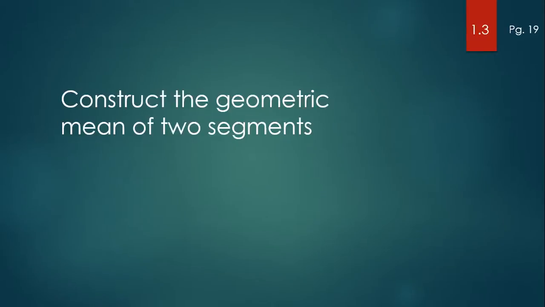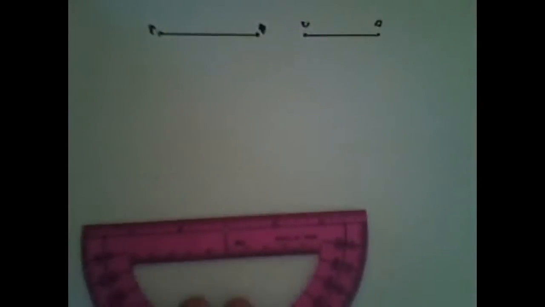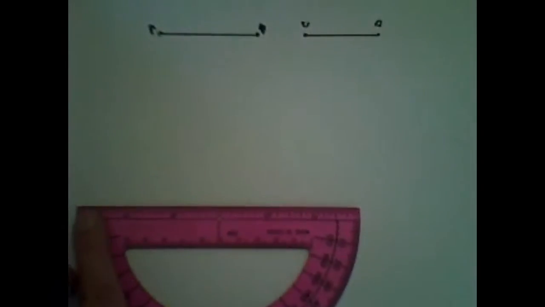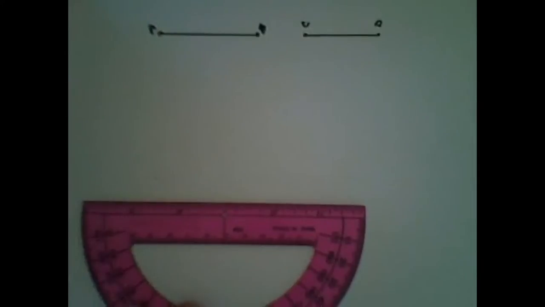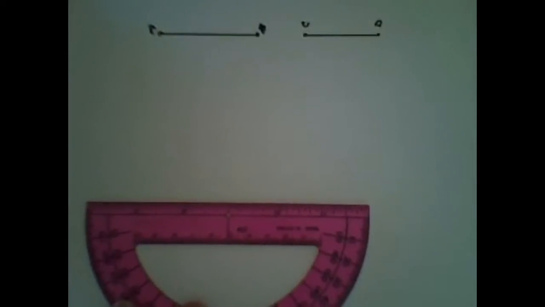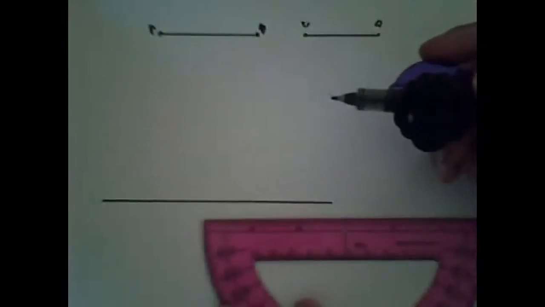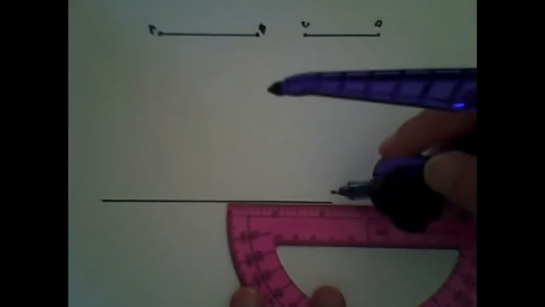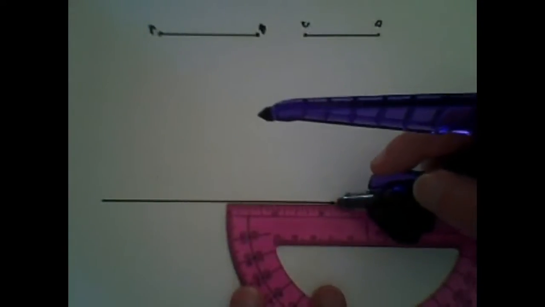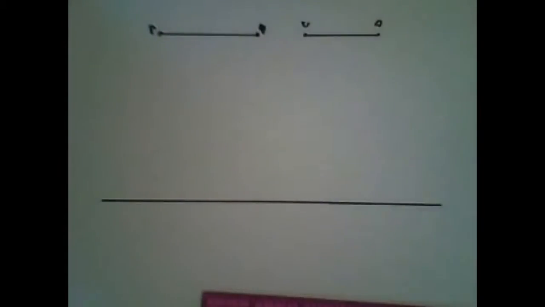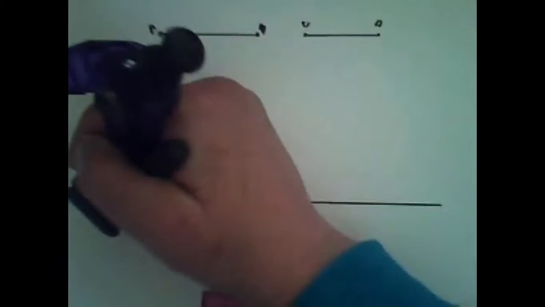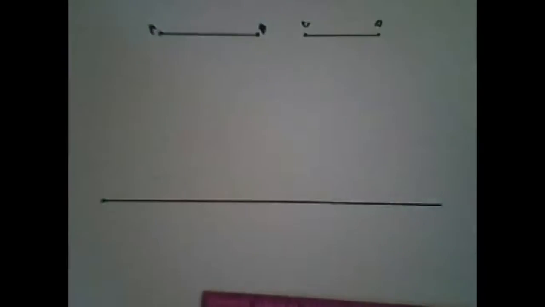Now let's construct the geometric mean of two line segments. Now this construction actually starts off exactly the same way that the last one did. We need to copy both of those segments to another line segment. So I'll draw a line segment that I know is longer than the sum of those two segments. I'll make a point on my line segment.